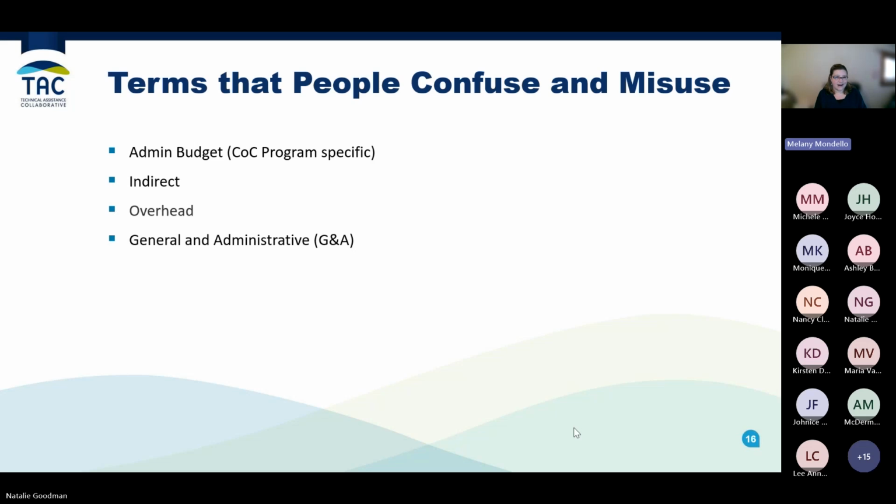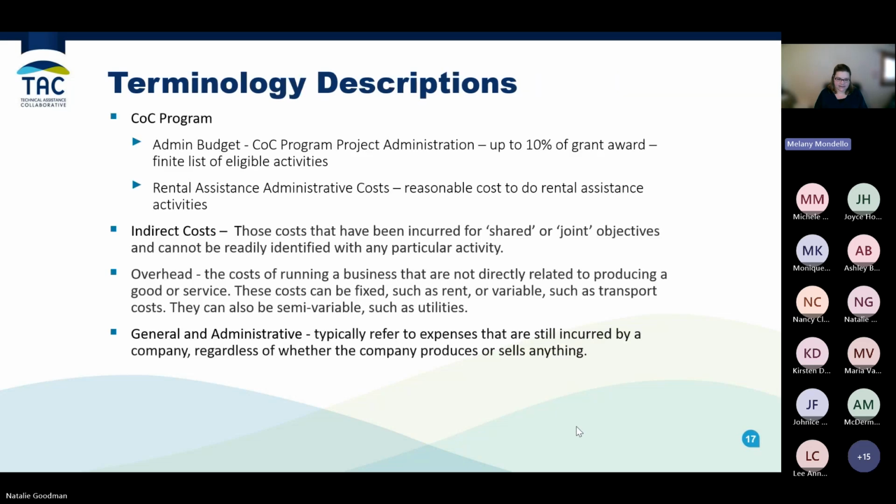I will define the ones that have a definition. Some of them, like overhead, are terms that people use that could describe a lot of things. So it's really important when you're talking about administrative costs to know what type of administrative costs and use the exact words that you need so that you charge to the right place and make sure things are eligible based on where you're charging them. So let's go to the next slide. We'll start diving into some of these terms.